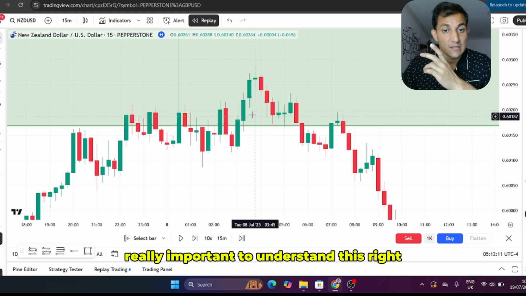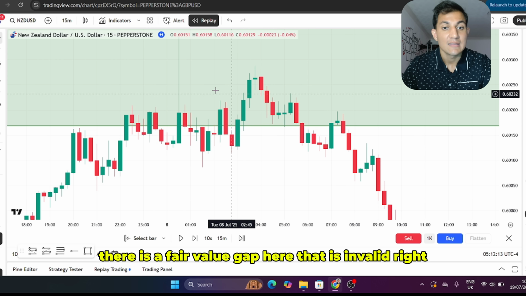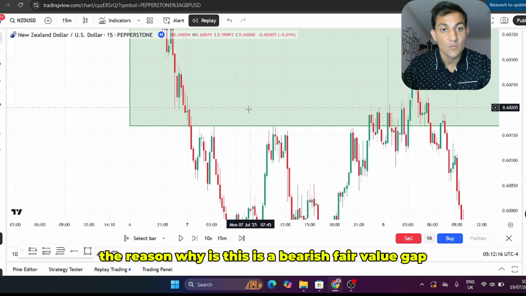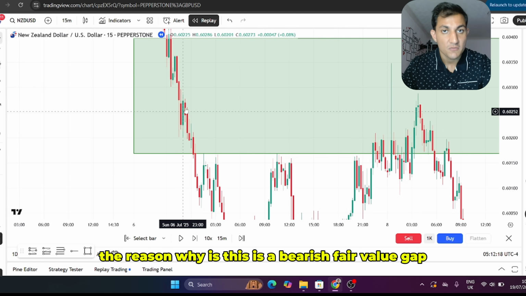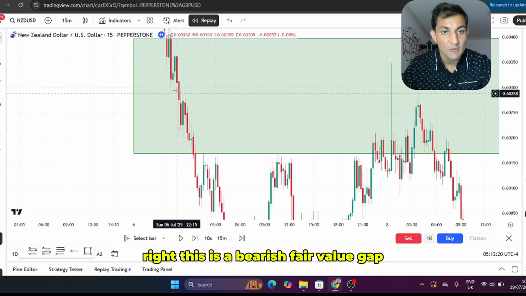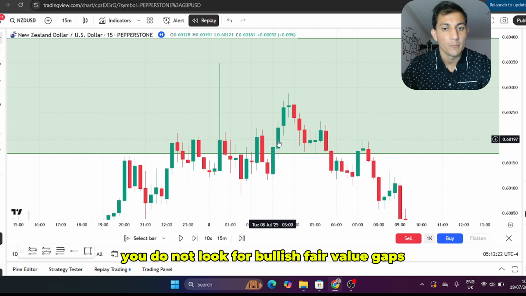Really important to understand this, right? There is a fair value gap here that is invalid. The reason why is this is a bearish fair value gap. This is a bearish fair value gap. You do not look for bullish fair value gaps.